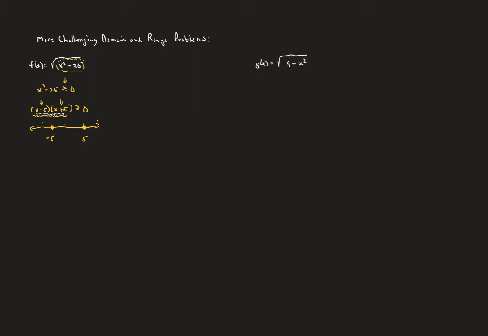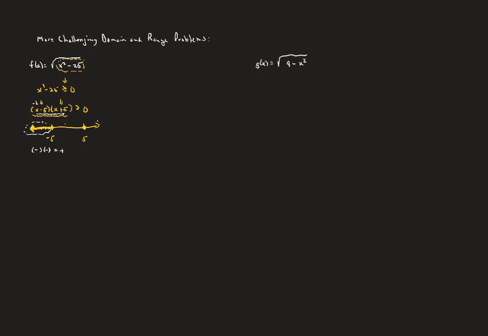So if I put in any point over here, and I'm going to take as a representative, say negative 6, if I plug in negative 6 for x, then negative 6 minus 5 is a negative, negative 6 plus 5 is also a negative, and a negative times a negative is a positive that is greater than or equal to 0, which means everything over here is going to be in the domain.